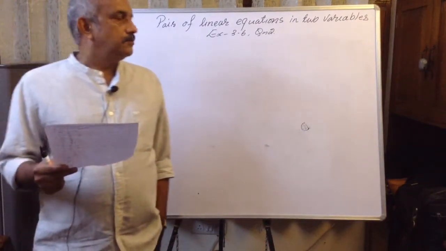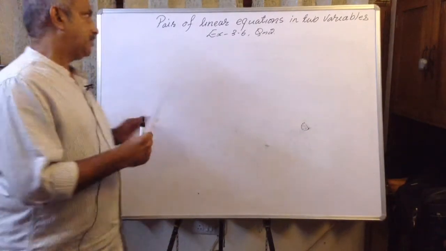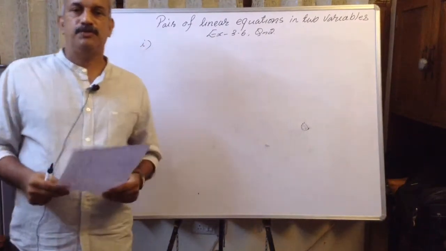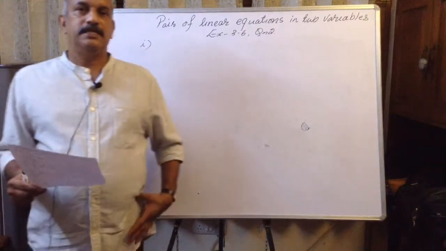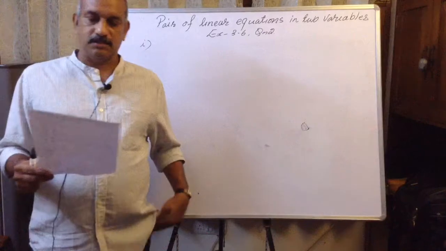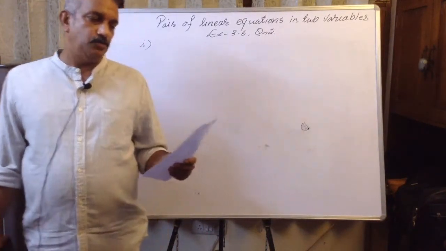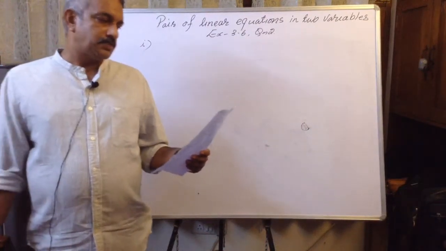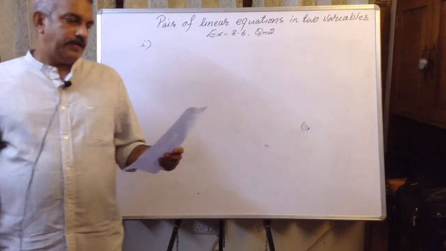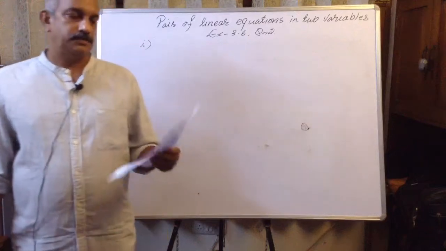Okay, so exercise 3.6 question number 2, first part. It is better you keep a book in front of you. I am not writing the question, I am just reading it, so you can look at the book and see what the question is. The question says, Ritu can row downstream 20 km in 2 hours and upstream 4 km in 2 hours. Find her speed of rowing in still water and speed of the current.